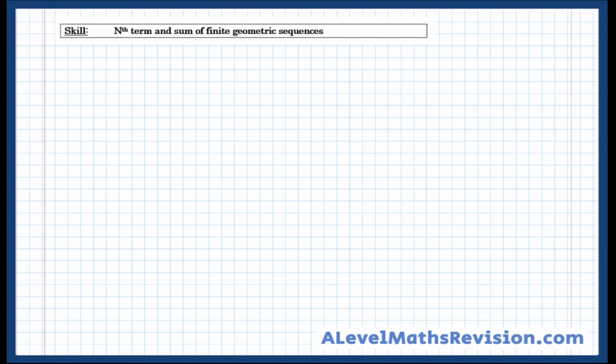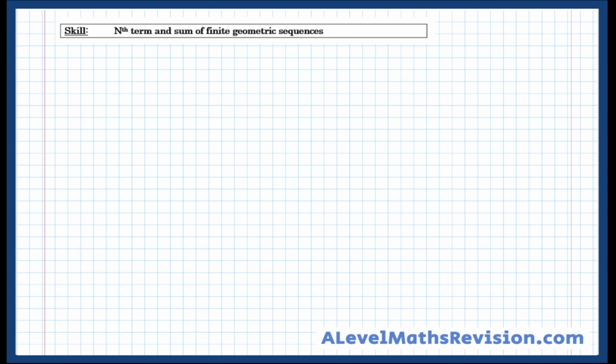In this lesson, we're going to have a look at geometric sequences, in particular the nth term of a geometric sequence and the sum of a finite geometric sequence. But first of all, what is a geometric sequence? Well, we learned with arithmetic sequences that it was a sequence where the terms had a common difference between them, so we added a number on each time to get from one term to the next. A geometric sequence is similar, but we multiply by a particular number each time.